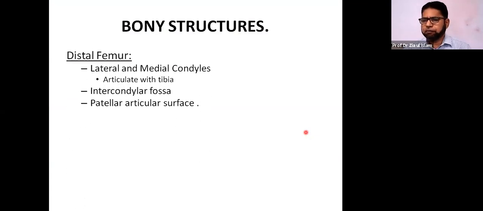Okay. Distal femur: what are the structures present in the distal part of the femur? The distal part of the femur has the lateral and the medial condyles, and these articulate with the medial and lateral condyles of the tibia. Between them, between both condyles, there is the intercondylar fossa. And we have a patellar surface present on the femur. So the distal femur is one of the bones which take part in the articulation.